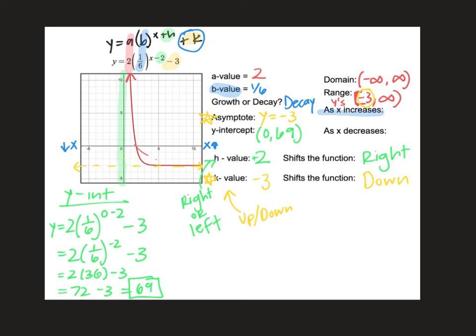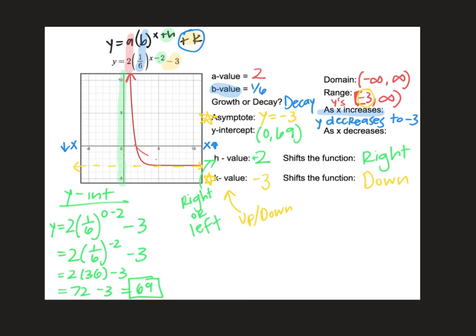Let's look at as x increases, we'll use the blue. So as x increases, it's going to be on this side of my graph over here. As my x's get bigger, my y's get smaller and smaller. They get closer and closer to my asymptote. So as x increases, my y's, oops, that's a highlighter. So y decreases to negative 3.